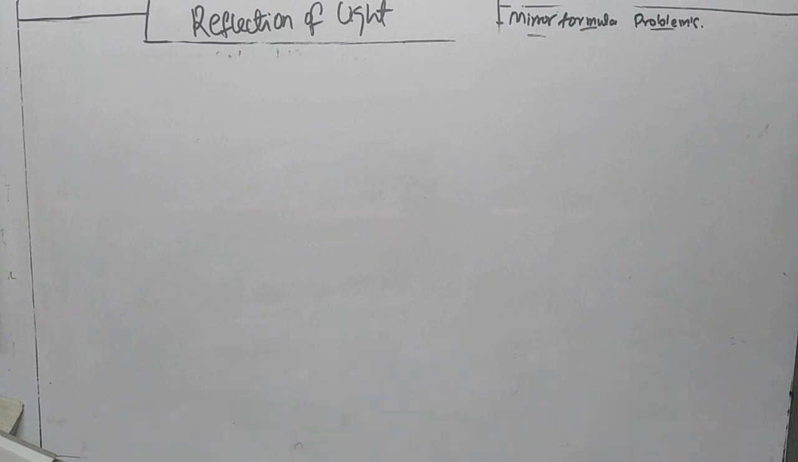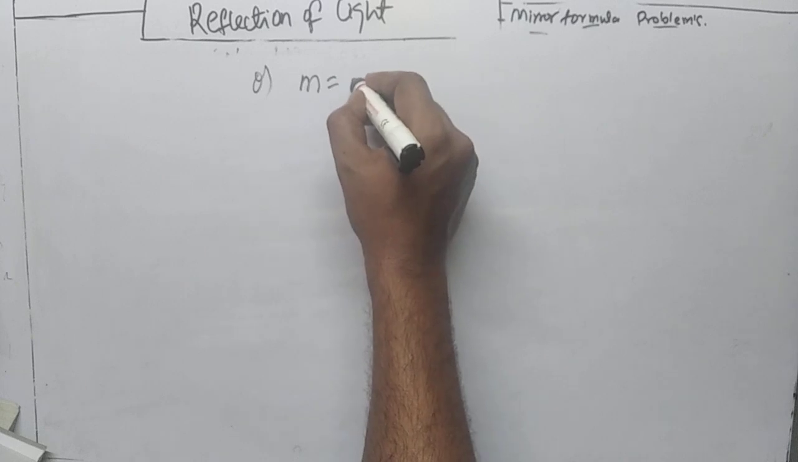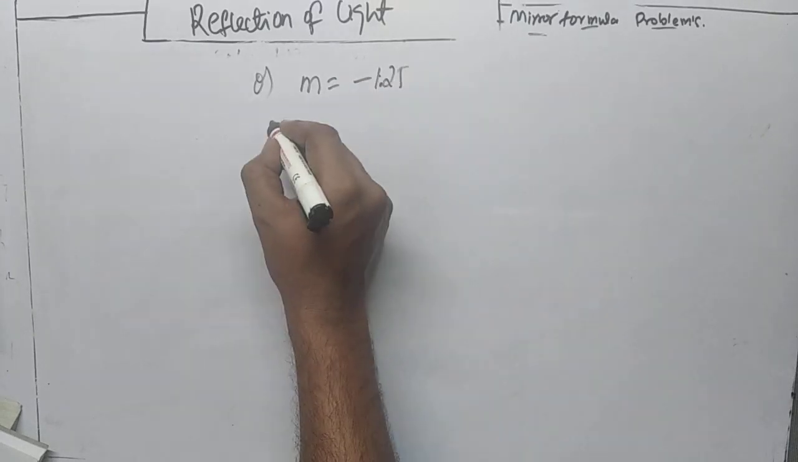So actually I have to fill the ink. They have given a question with just a small piece of information: the magnification of a mirror is minus 1.25. They are asking just 4 questions. So I'm writing on the board. This is an important question. He has given that magnification is minus 1.25. So he has given 4 questions.